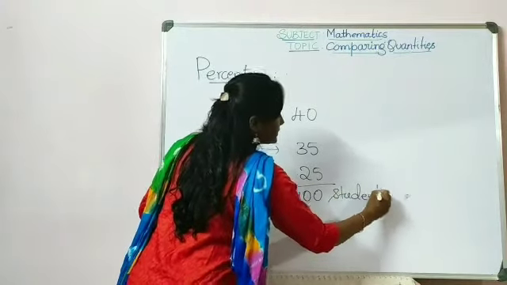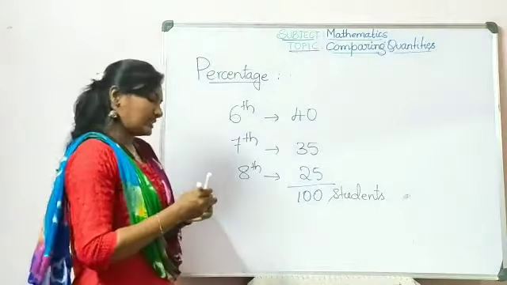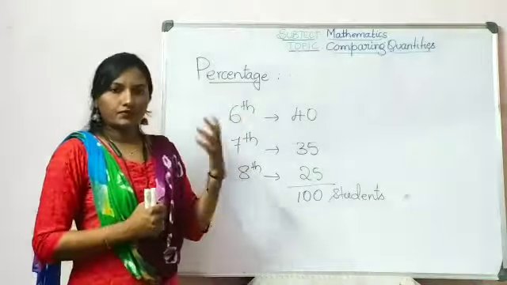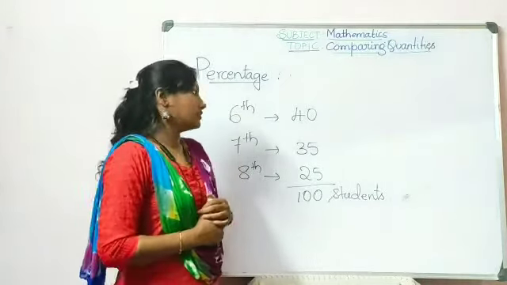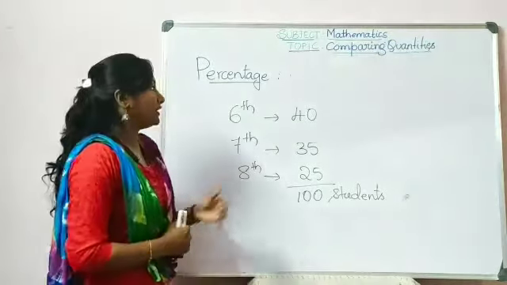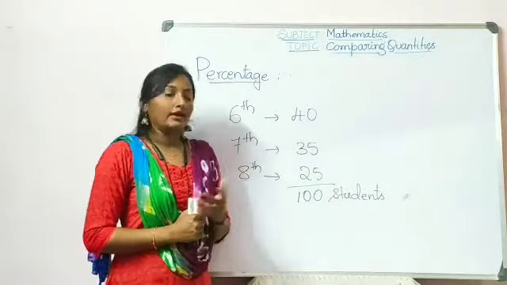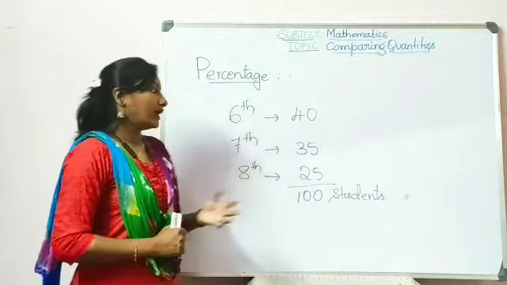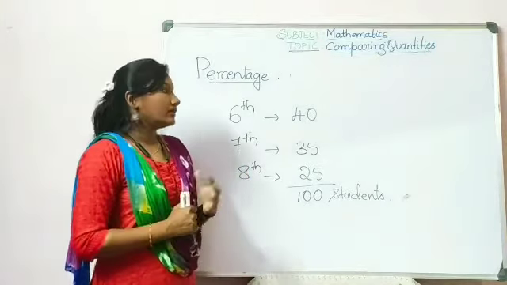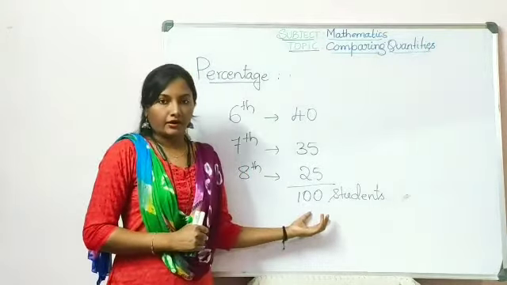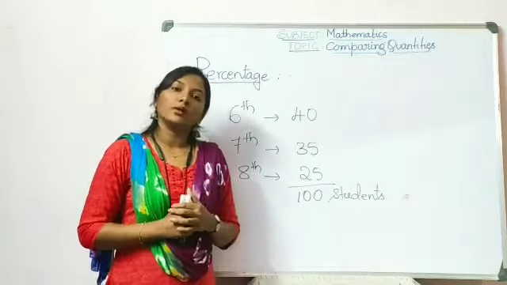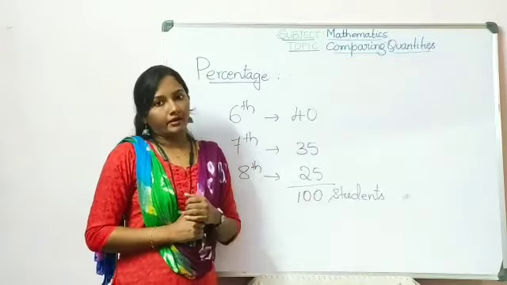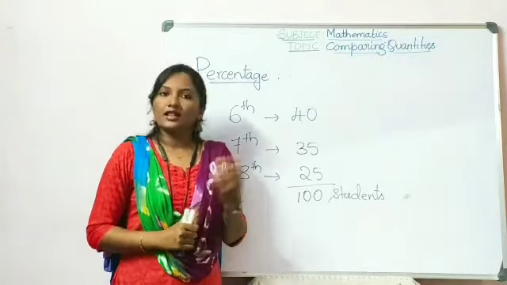When the total number is given as 100, we can easily say what is the percentage. Suppose if I ask you what is the percentage of 6th standard students among 100 students, you can easily tell it is 40%, and you can easily tell from 8th standard it is 25%. So this way it is very easy to tell what is the percent when the total number is 100. How do we find out percent when the total number is not 100? It may be more than 100 or less than 100. So how do we find out that? Let us see.